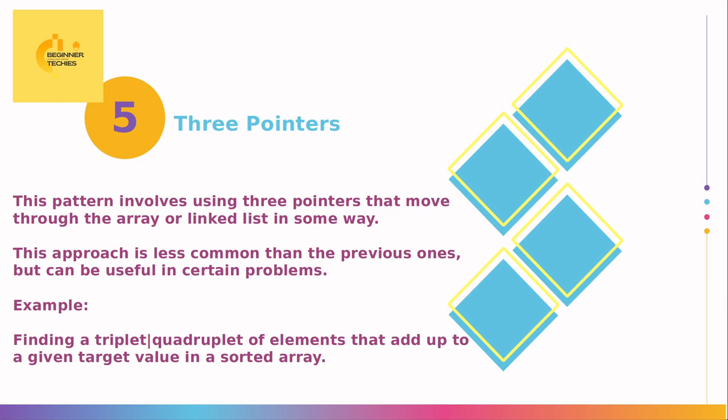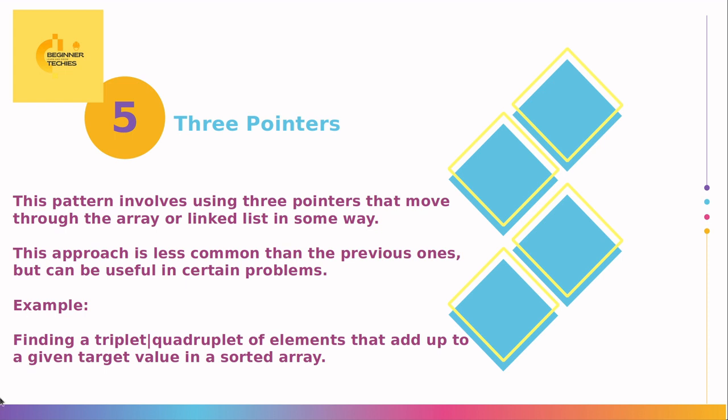And the fifth one is three pointers. We have seen two pointers, but what are three pointers? This pattern involves using three pointers that move through the array or linked list in some way. We use two pointers, along with one more extra pointer. The first two pointers move in opposite directions, and the third pointer moves along with the first pointer, which is moving in the right direction. We will see three pointers examples in the problems as well.